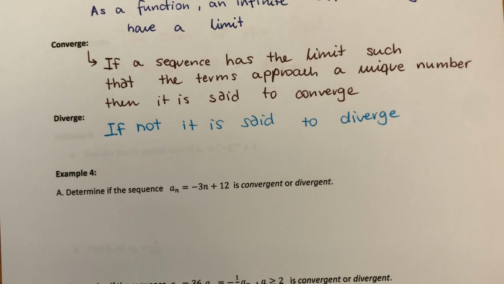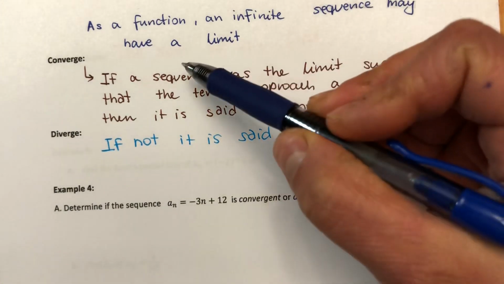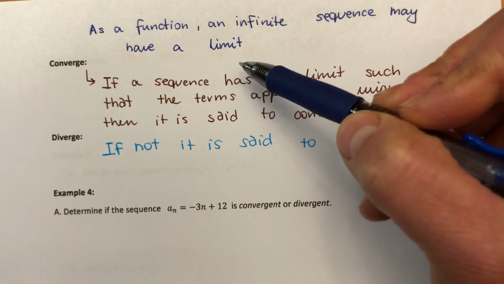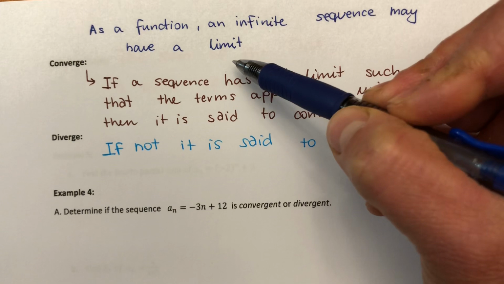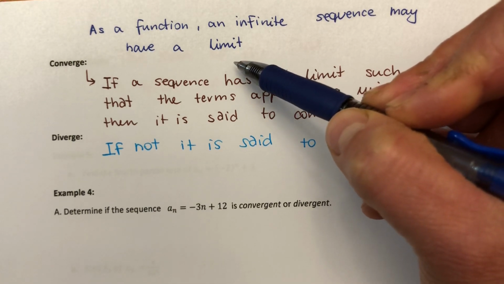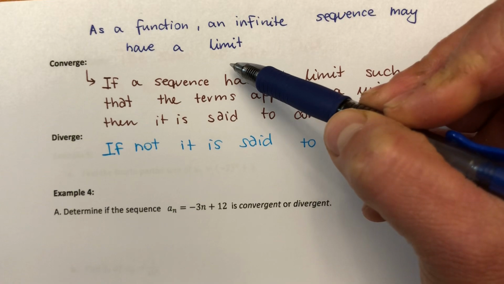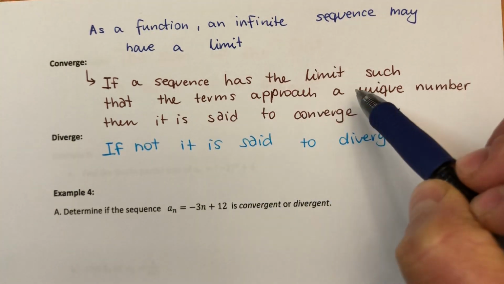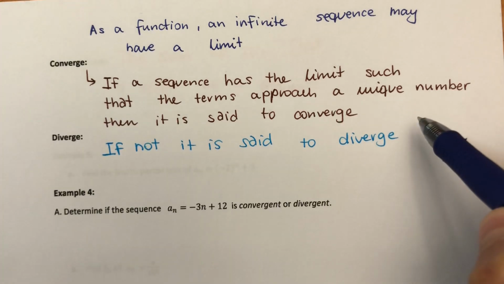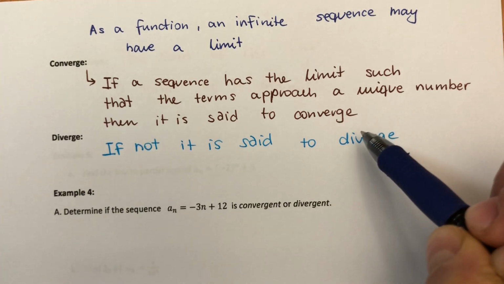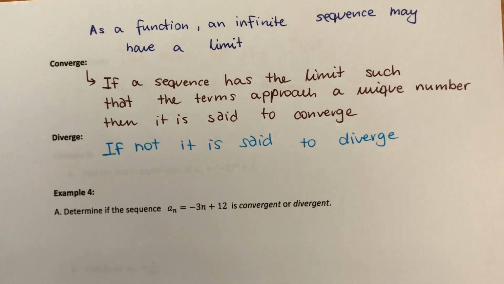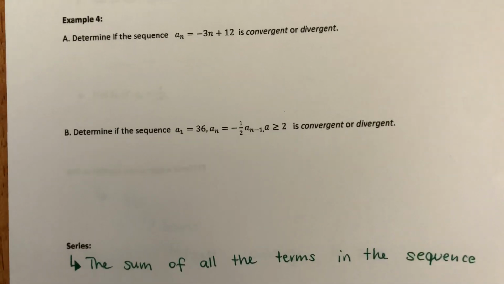All right, if we go to the next page, I talk about the sequence. The sequence may either converge or diverge, and as a function, an infinite sequence may have a limit. We'll learn all about limits soon, not today, but within the next few lessons towards the end of this unit. If a sequence has a limit such that the terms approach a unique number, then it's said to converge, and if not, it's said to diverge. I will show you 2 of the examples.